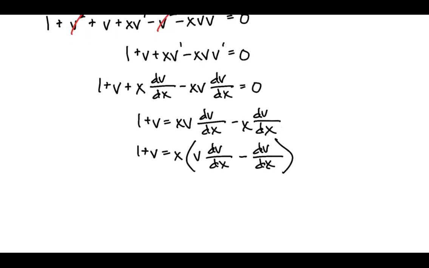Now, maybe this is something that I could separate. Meaning if I can clump all of my x dx's together and all of my v dv's together, then I can use perhaps the most straightforward of all those techniques and go ahead and separate my variables. Okay. So let's see. I could actually factor this out maybe even a little bit more. 1 plus v equals x times v minus 1 times dv dx.